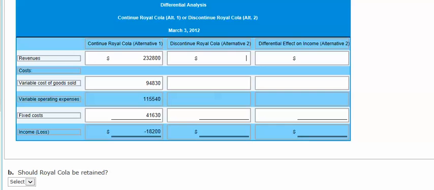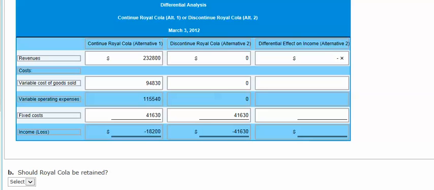So if I now look at column 2 and it says discontinued Royal Cola, how much revenue? Zero. How much variable cost? Zero. How much variable operating? Zero. But my fixed cost, I'll still have 41,630 because it says it wouldn't materially affect it. So now my loss is going to be 41,630.